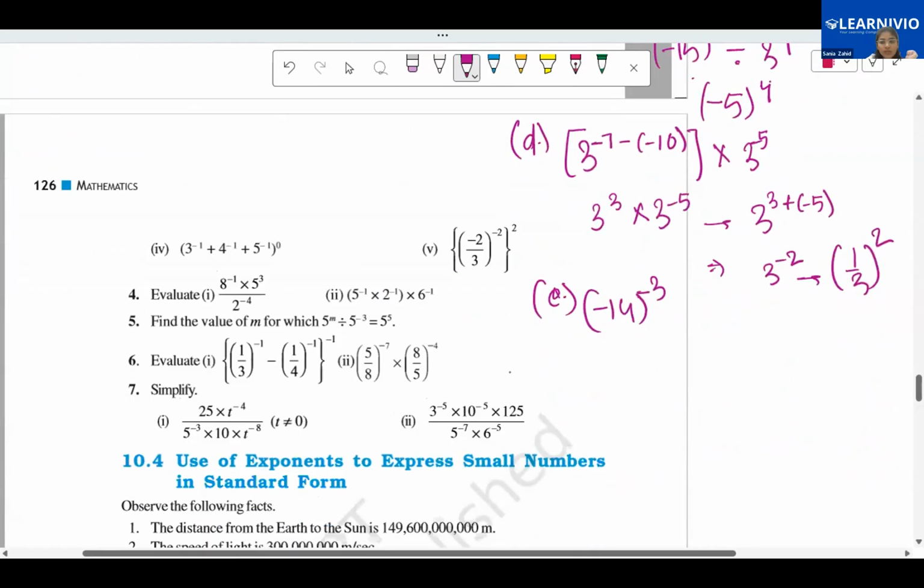So now what you will do? You will reciprocal your answer. It becomes 1 by minus 14 whole power 3. So the answer is 1 by minus 14 whole power 3. Alright?